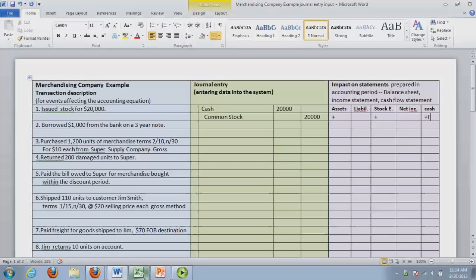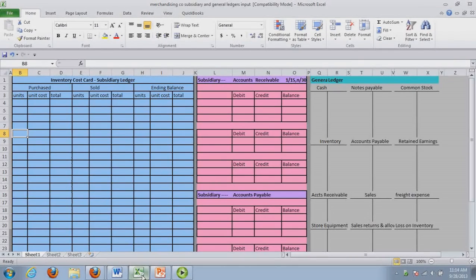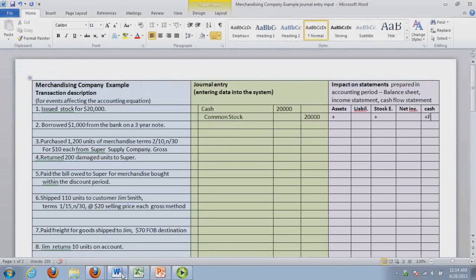Then let's see if we can look at this. I don't think anything needs to be done over here, but as we go through the journal entries, we're going to try to update the subsidiary and the general ledger. So I do need to update the general ledger. We have more cash. I'm going to debit cash, and I'm going to credit common stock. Whoops. No impact on the other subsidiaries. So let's go back to the journal.